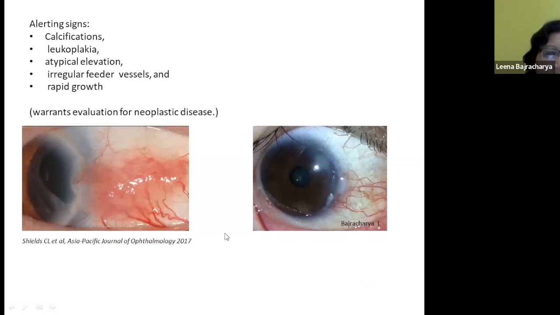In case of pterygium, when there is suspicion like calcification, leukoplakia, feeder vessels, abnormal vessels, or a keratin plaque, then we have to send for histopathological examination to rule out neoplastic disease. Otherwise, in a normal-looking pterygium and pinguecula, we don't send for histopathology. Okay, this is important because sometimes we may be confused with pterygium.